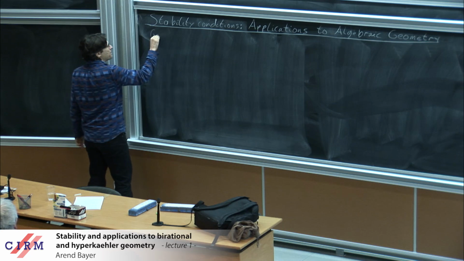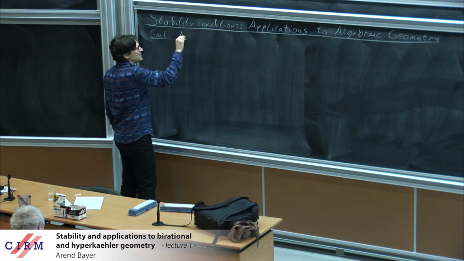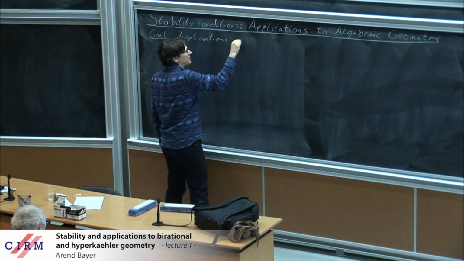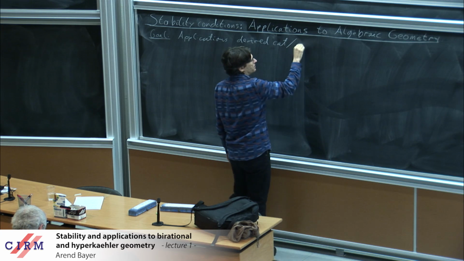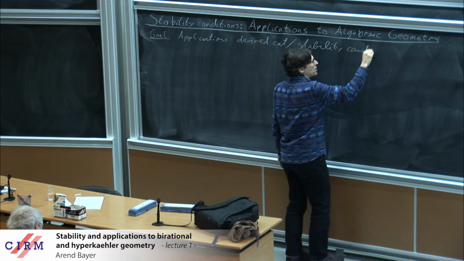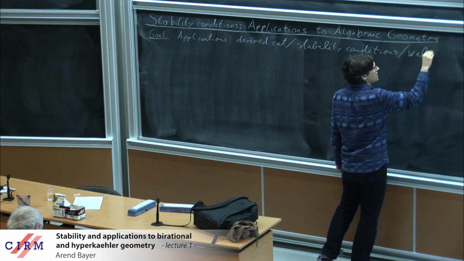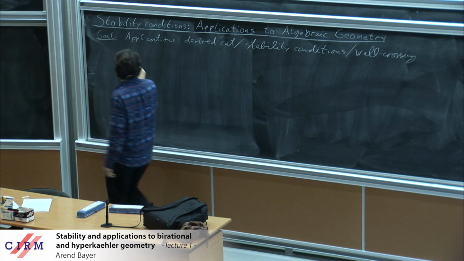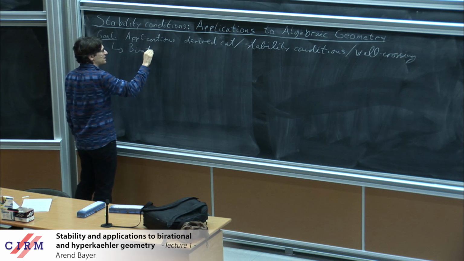In the last few years there have been a number of applications of derived categories, stability conditions, and wall crossing towards questions of much more classical flavor in algebraic geometry. In particular, towards birational geometry of moduli spaces.